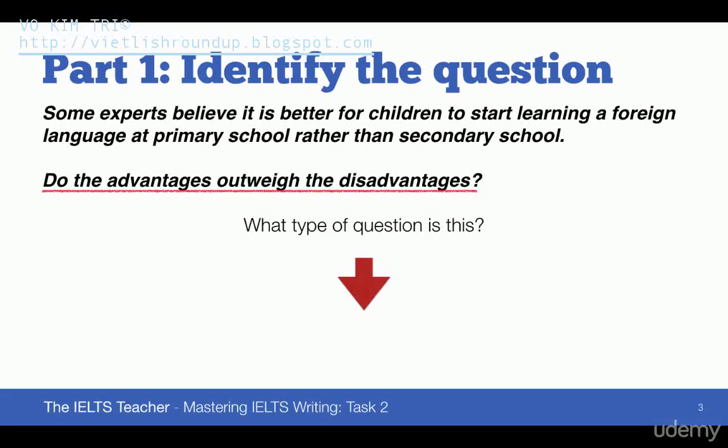Well, let's underline the most important language here. Do the advantages outweigh the disadvantages? That is what gives away what type of question we're looking at, which is a discussion opinion question. So now we know the structure of the essay that we need.